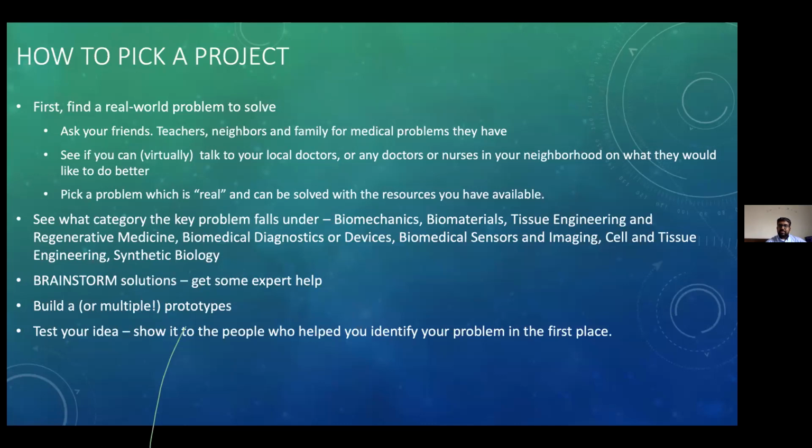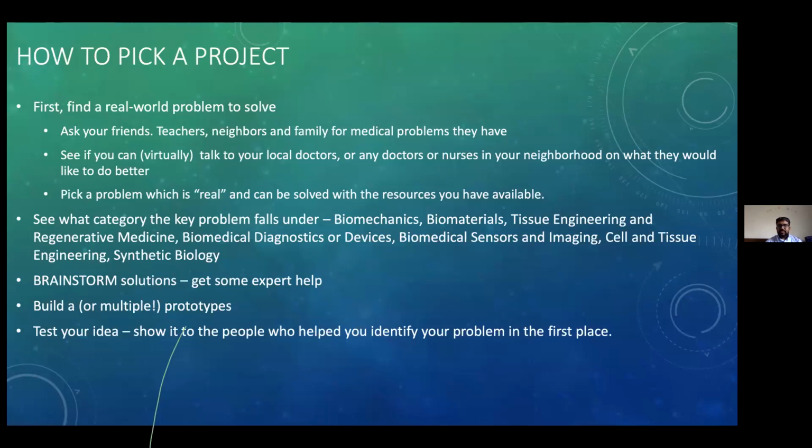Smartphones right now have a bunch of equipment that can be very useful. They have a very nice camera, they have a display, and you can develop apps with smartphones that do a bunch of medical things. I have an app on my iPhone which lets me track my heart rate. So things like that can be interesting. Find out what category the problem falls under. We have talked about the key subcategories now.